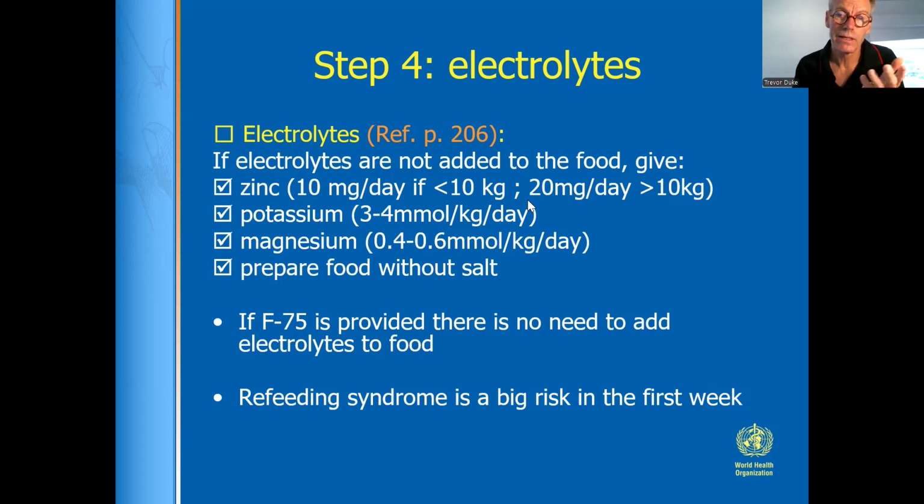You can mitigate electrolyte impairment by giving F75 because it has those, but if not, then there's a multi-electrolyte preparation that some hospitals have that children can receive, and if not, then giving those electrolytes individually can be good. There are some foods when you start feeding that are high in these, such as bananas. Mashed bananas are quite high in potassium and magnesium, and you can give that to children, and that can help.